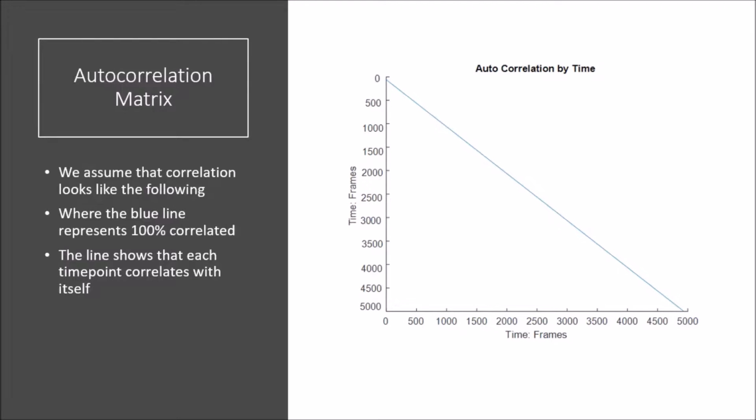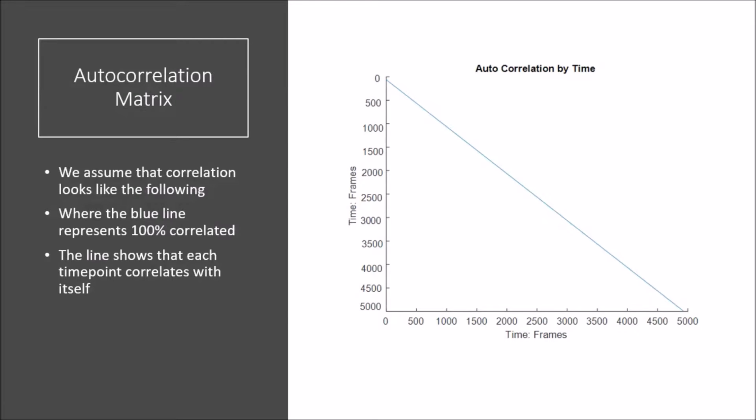The autocorrelation matrix just basically shows something like this. If you notice, the x-axis here is going to be time in frames, 0 to 5,000. The y-axis is actually inverted, so it's 5,000 to 0. So it's looking down, essentially, 0 to 5,000. The diagonal blue line is just basically showing that time point 0 is related to time point 0 100%. Time point 5,000 is 100% related to time point 5,000. And each coordinating point is 100% related to itself.